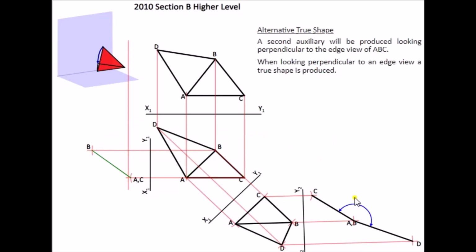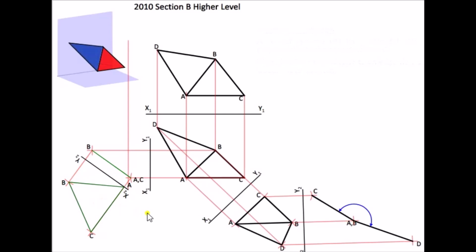Now an alternative method of doing this is taking this edge view here and looking 90 degrees at it using a second auxiliary. This is probably a method that we're used to, marking off our measurements here. So this here is our true shape of our triangle.